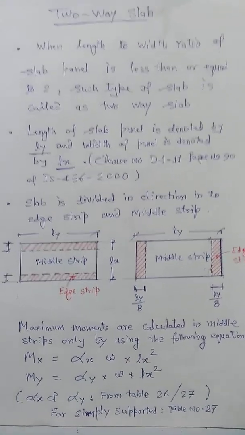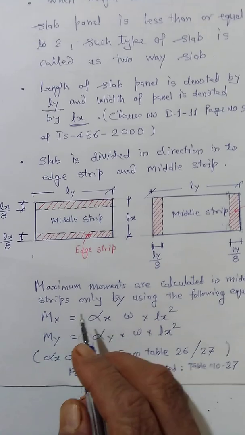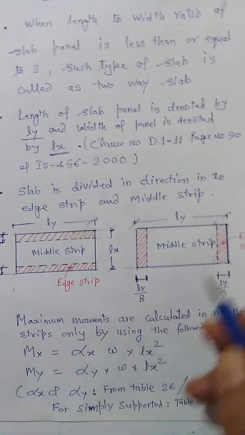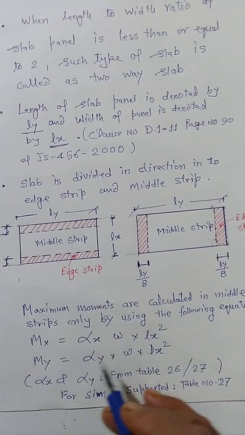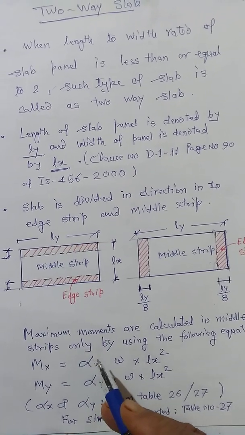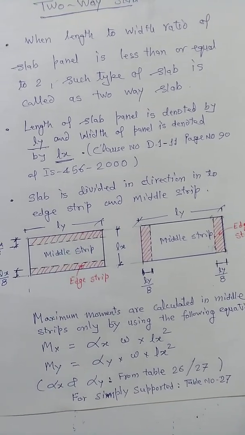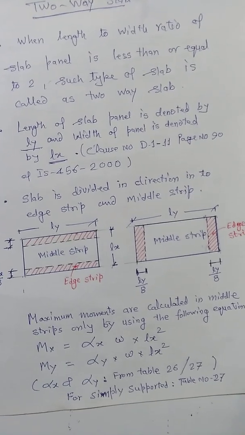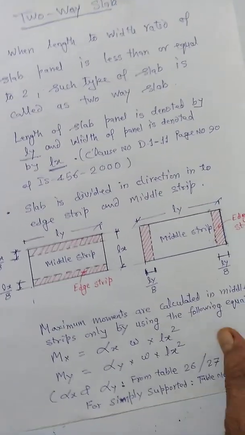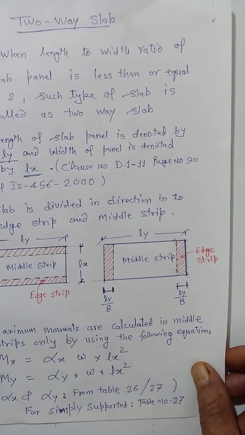In the x direction we call it Mx, or in limit state Mux, equal to alpha x into w into Lx square, and My, in the y direction, is alpha y into w into Lx square. w into Lx square remains constant. The values of these two constants, alpha x and alpha y, can be calculated from table number 26 and 27. Table number 27 is only used when the slabs are simply supported. Otherwise, in all other cases, we have to use table number 26.